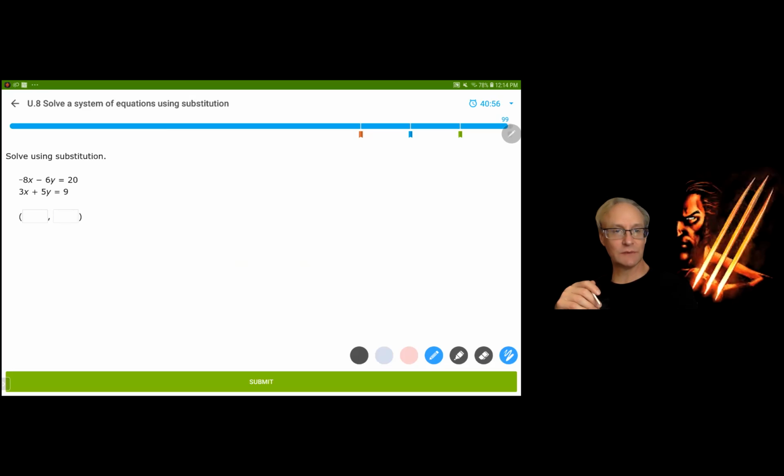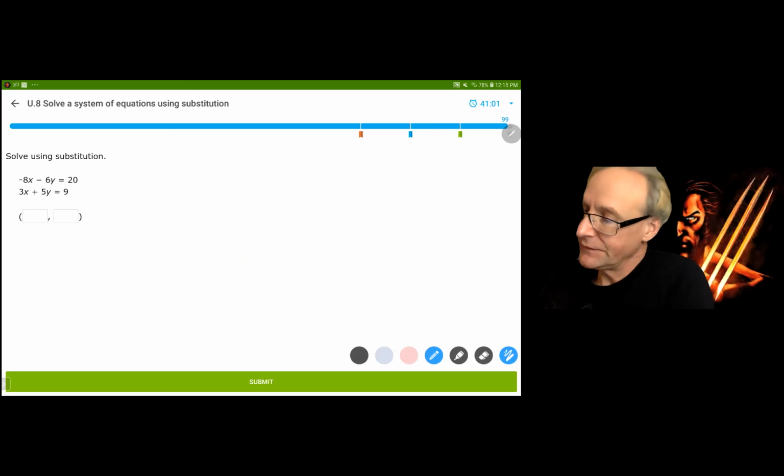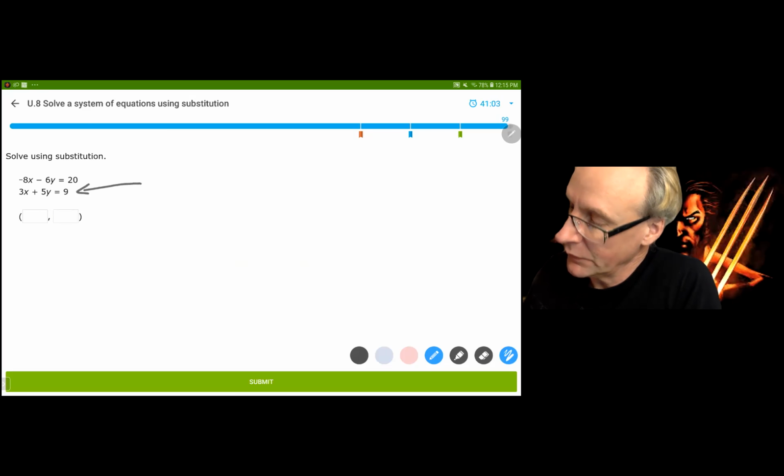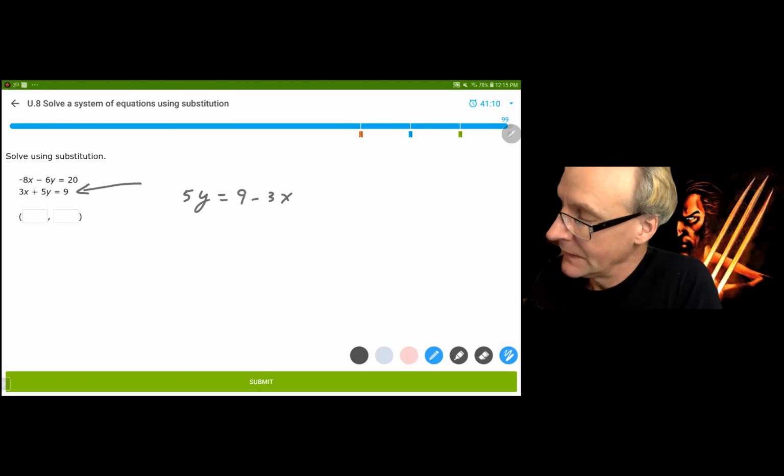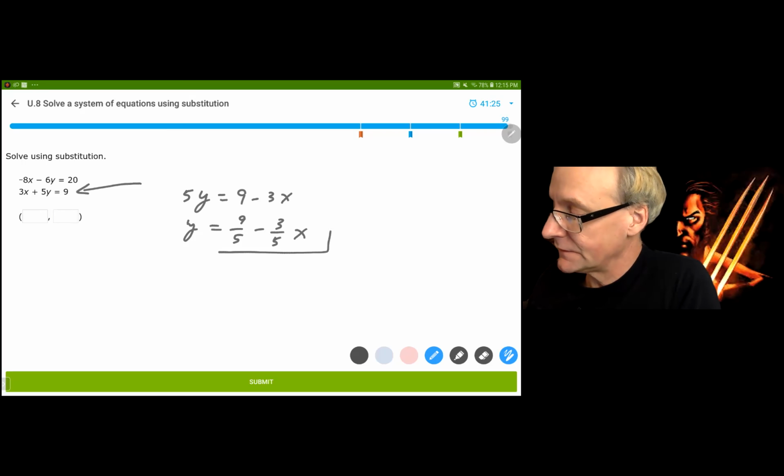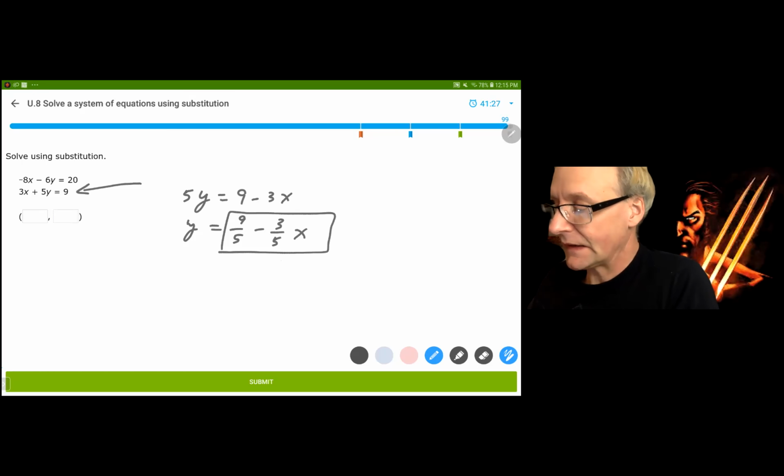Not sure which one I want to solve. It doesn't really matter. I'll solve the second one for y. So I have 5y equals 9 minus 3x. Divide everything by 5: 9 over 5 minus 3/5 x. I just divided everything by 5. Now I need to substitute this into the first equation.